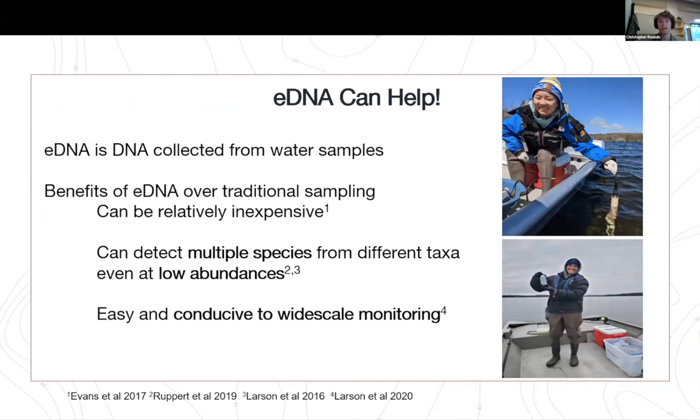eDNA has a lot of perceived benefits over traditional sampling. One is that it can be relatively inexpensive. Two, and I think this is probably the most important for aquatic invasive species, is that it can detect multiple species from different taxa, even when they're at really low abundances. We want to be able to find these species when they're just invading a lake, just getting to a new habitat, and be able to provide some management at that early stage of invasion. I think this is probably the biggest benefit of eDNA in the aquatic invasive species context.